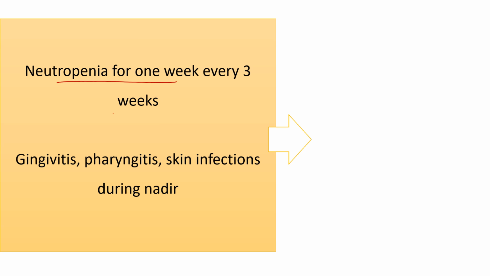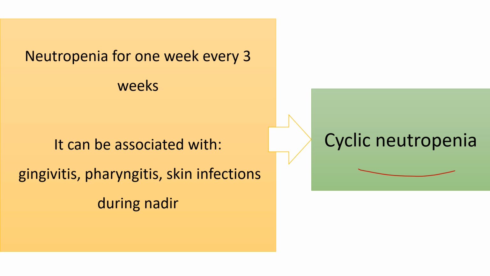Neutropenia for 1 week every 3 weeks with gingivitis, pharyngitis, or skin infections during nadir. What is the most likely diagnosis? Cyclic neutropenia. It can be associated with gingivitis, pharyngitis, or skin infections during nadir.